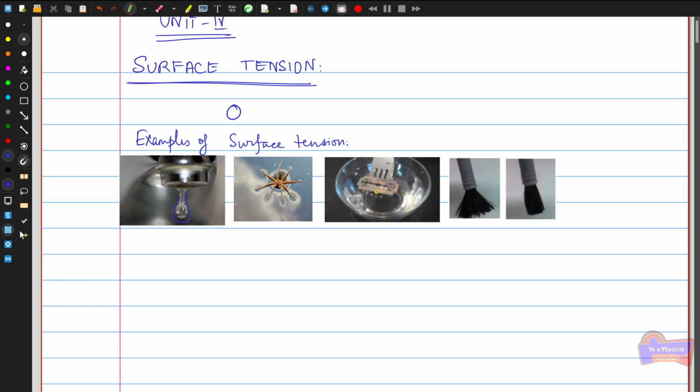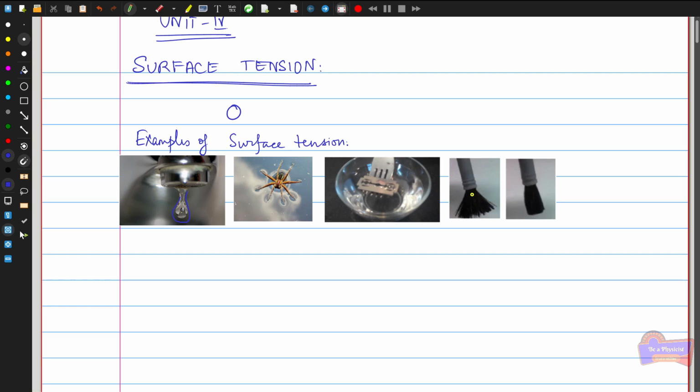Another popular example of surface tension is the paintbrush immersed in paint, or in a liquid, or in water. Suppose you keep the brush in air, you can see that the bristles are spread out, like shown in this figure.